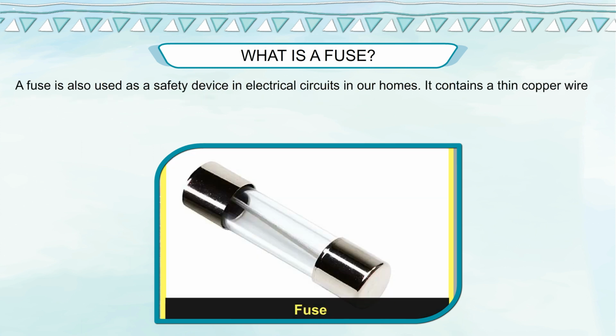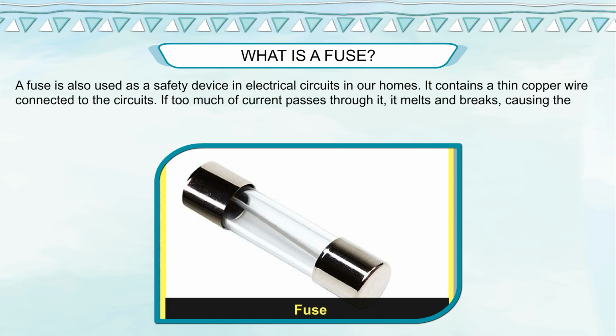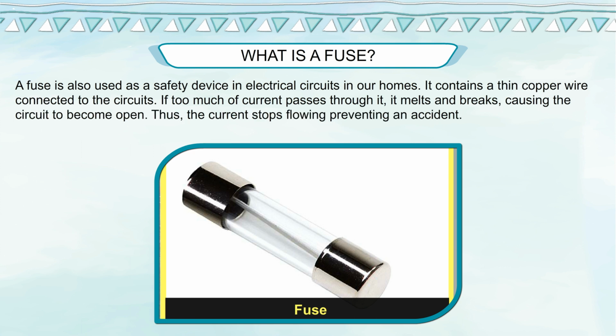A fuse is also used as a safety device in electrical circuits in our homes. It contains a thin copper wire connected to the circuit. If too much current passes through it, it melts and breaks, causing the circuit to become open. Thus, the current stops flowing, preventing an accident.